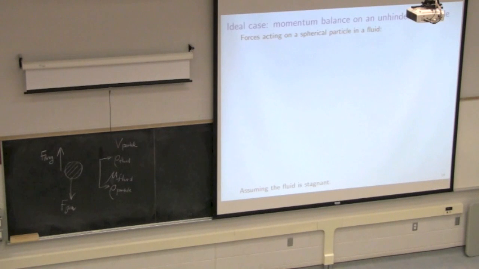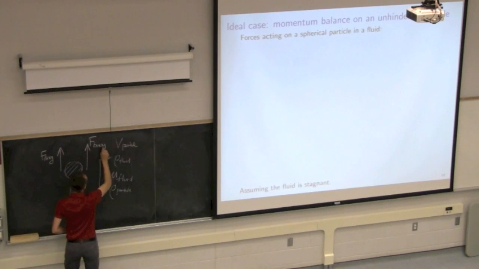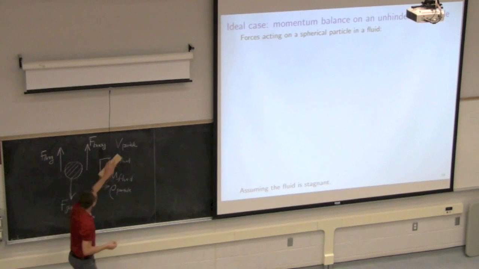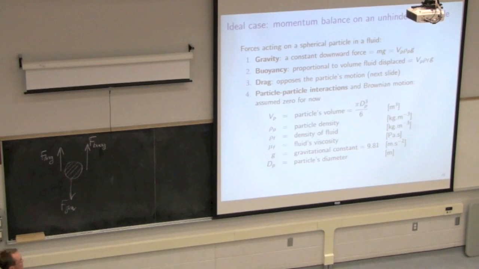And I've drawn here on the board this particle in the fluid. We've got the drag force mentioned here. We've got gravitational force. And then the buoyancy force was also mentioned. So there's a buoyancy force on that particle. So there are three forces acting on that particle. There is also the force of Brownian motion and particle-particle interactions. We're going to ignore those for now and assume those don't play a role.